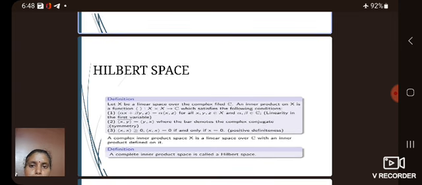The definition of Hilbert space is: let X be a linear space over the complex field C, and an inner product on X is a function X cross X to C which satisfies the following conditions. First one is inner product of alpha x plus beta y, z equal to alpha times inner product of x, z plus beta times inner product of y, z for all x, y, z belongs to X and alpha, beta belongs to C. Second one is inner product of x, y equal to the conjugate of inner product of y, x. Then third one is symmetry. A complex inner product space X is a linear space over C with an inner product defined on X. A complete inner product space is termed a Hilbert space.